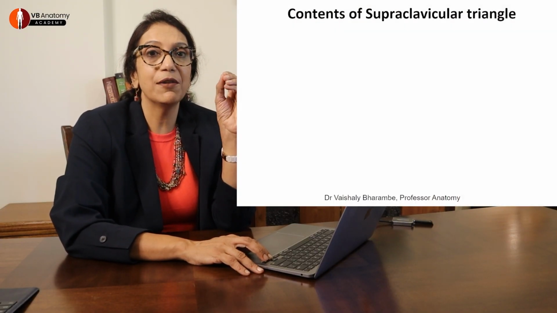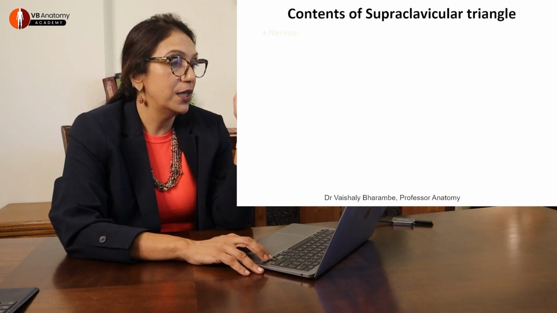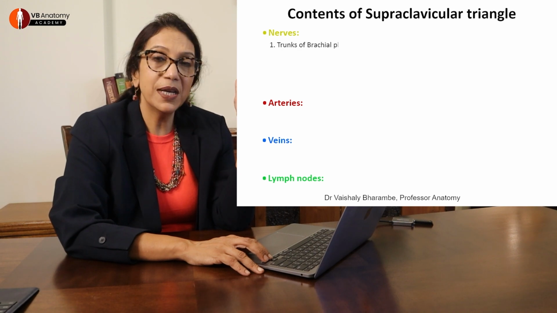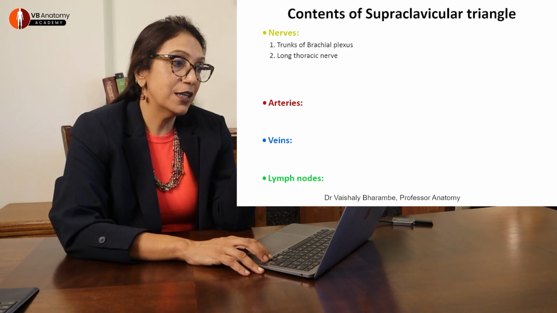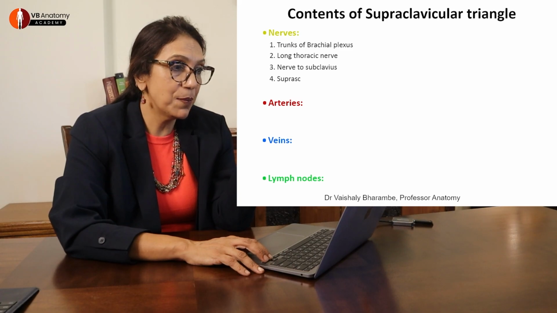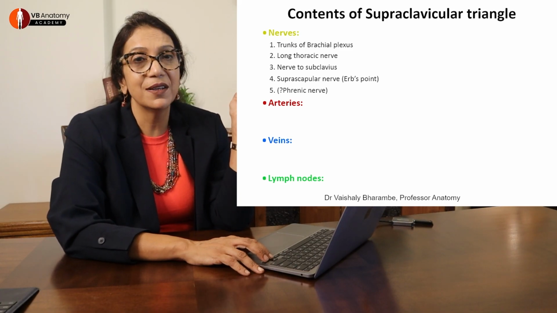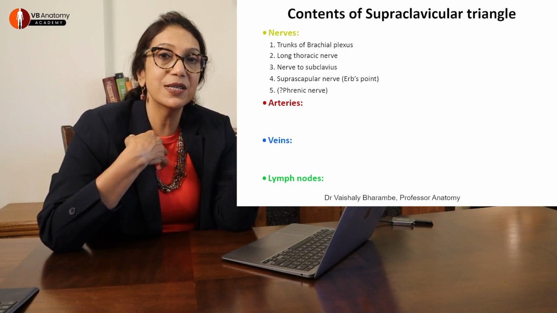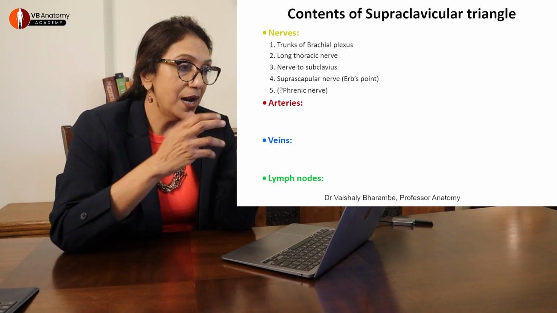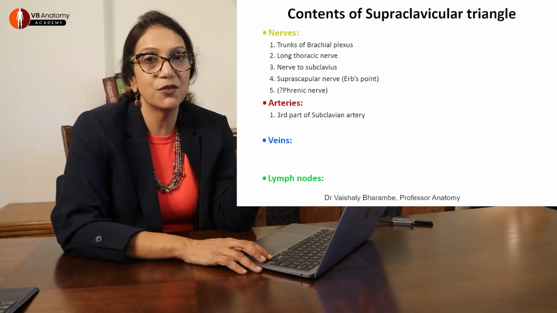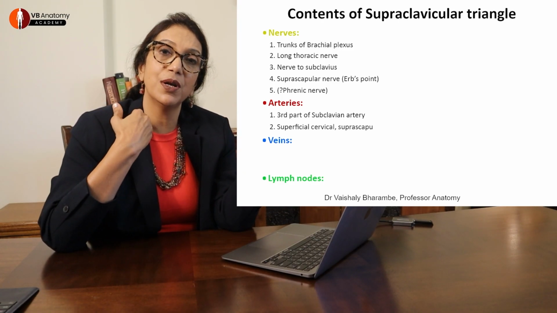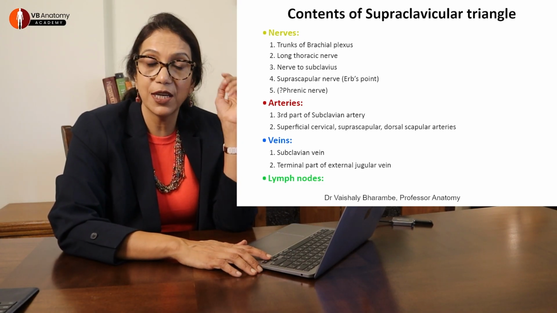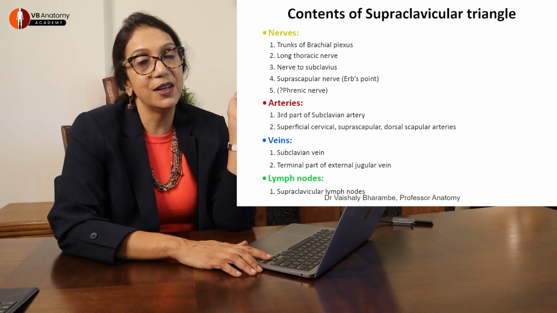The contents of supraclavicular triangle can be grouped into nerves, arteries, veins and lymph nodes. The nerves are trunks of brachial plexus, the long thoracic nerve, nerve to subclavius, suprascapular nerve. Please observe I have written phrenic nerve here. Sometimes if you really dissect well, you might land up exposing the phrenic nerve which is crossing the scalenus anterior from across. Arteries you already know are third part of subclavian artery, superficial cervical, suprascapular, dorsal scapular arteries. Veins are subclavian and the external jugular draining into it. Lymph nodes are supraclavicular lymph nodes.